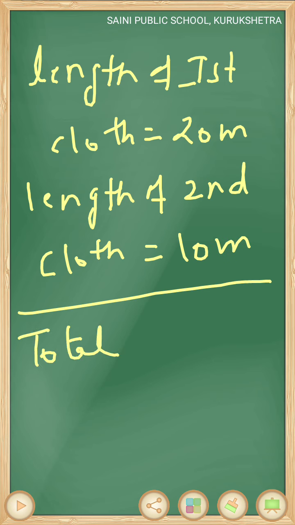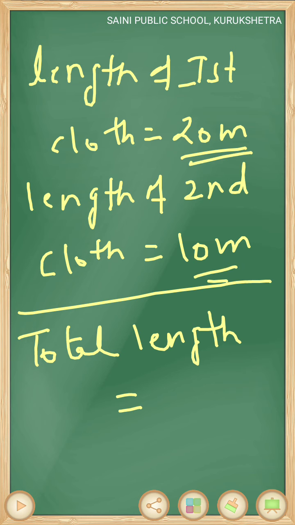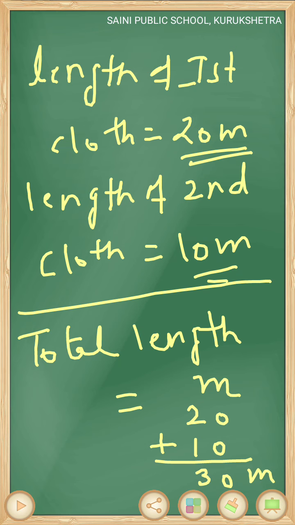So we will write here total length is equal to, we will add these two numbers, 20 meter and 10 meter. For addition, we will write the unit. Here there is only one unit, meter. So we will add these two numbers, 20 plus 10. So how much? 30 meter. So our answer is 30 meter. So the total length of cloth purchased by him was 30 meter. Okay, in this way we can solve some word problems related to length.